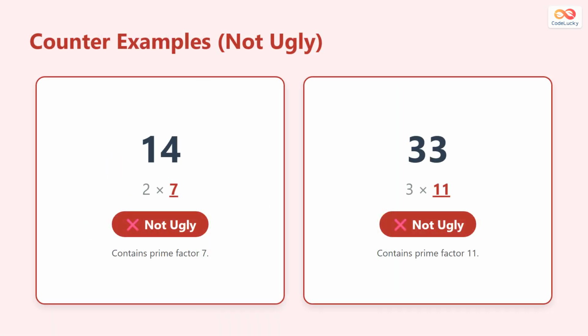Now for some non-examples. 14 is not an ugly number because it contains the prime factor 7. Similarly, 33 is not ugly because it contains 11. Once we see any prime other than 2, 3, or 5, the check fails.